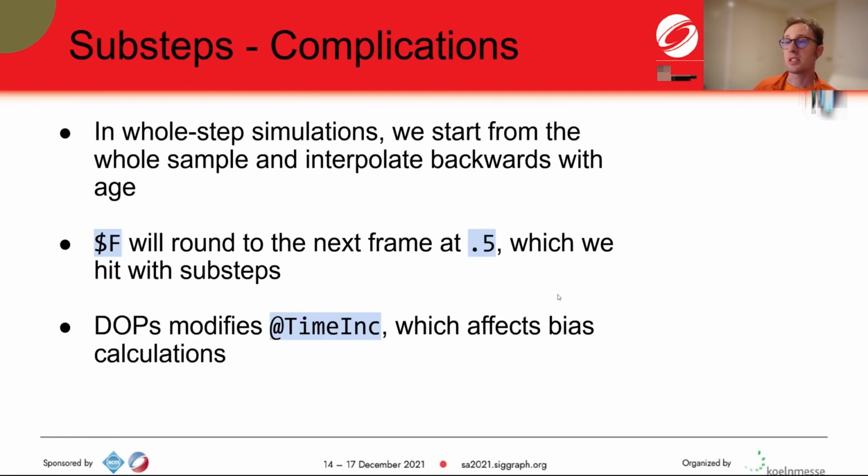So the complications that we have with this are that in whole step simulations, we start from the whole sample and interpolate backwards with age. But with substeps, when the frame hits 0.5, we're going to jump to a different set of motion attributes. In addition to that, DOPS modifies the time increment. So that is the substep time increment, which will interfere with our ability to make that whole frame streak.